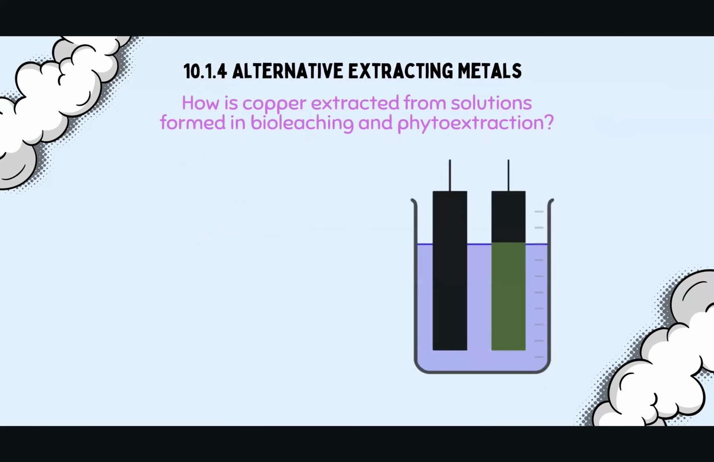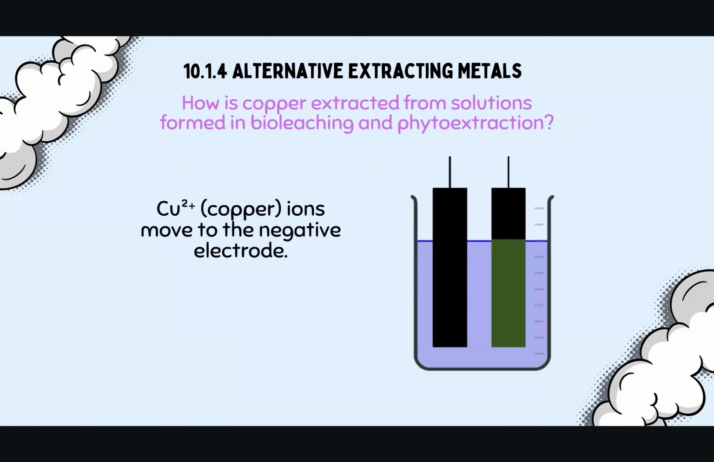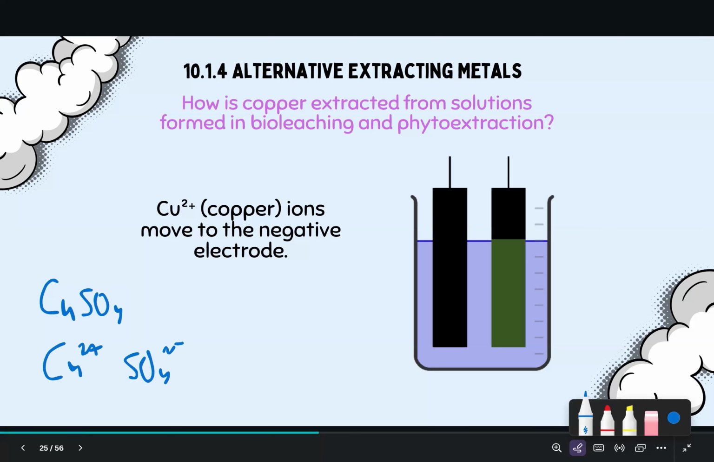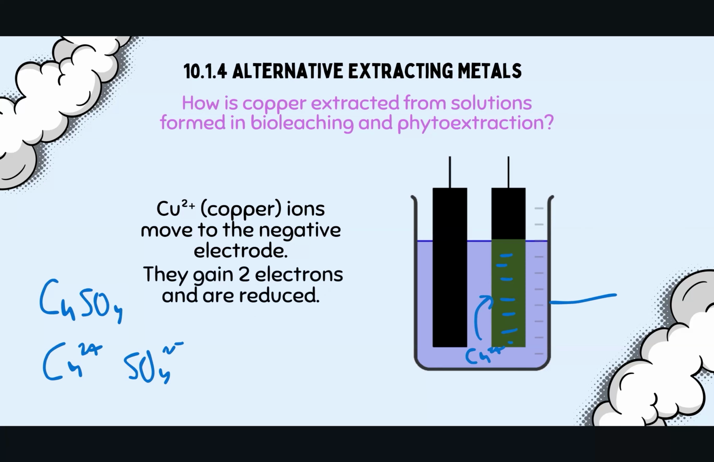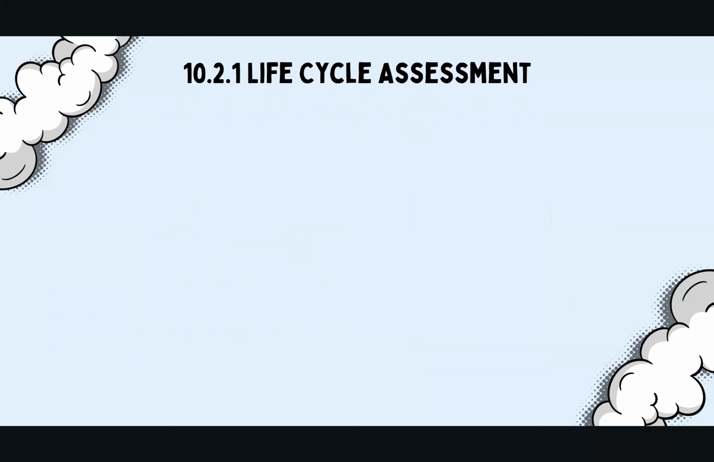The other thing you can do is electrolysis. When you add the copper sulfate, it splits into Cu2+ and SO4 2-. The Cu2+ will be attracted to the negative cathode, where it will gain 2 electrons and become reduced. So pure copper is formed.